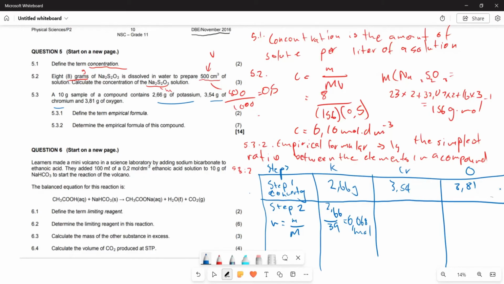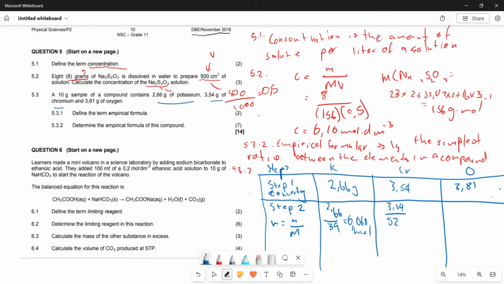Now when you come to the second one, what is it that we are also going to do? We are going to look for the moles of your chromium. For your chromium, you have 3.54 divided by the molar mass of your chromium, basically. Let's check our periodic table. It is going to be 52, right? So this is going to be 52.